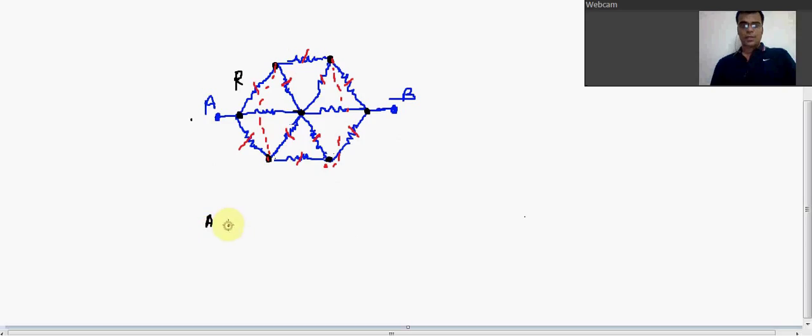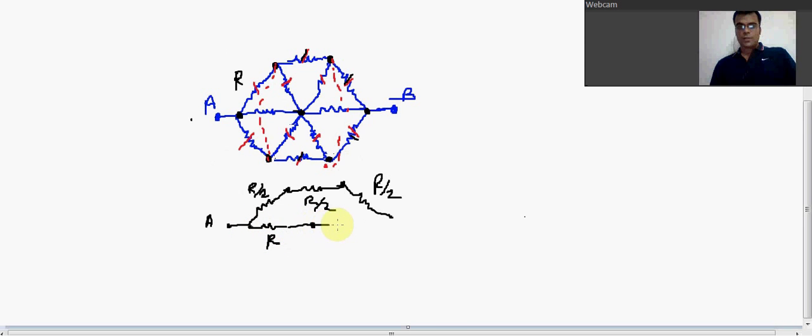equivalent circuit, I have A, and then as I told, these two are parallel, so this becomes effectively R by 2. Now this is also R by 2 because this and this resistance are in parallel. Similarly, this becomes R by 2 because this and this resistance are in parallel. This remains R, right? This also remains R because this lies in the same line as the line of symmetry. This also becomes R by 2 because this and this resistance are in parallel, and similarly this also becomes R by 2.